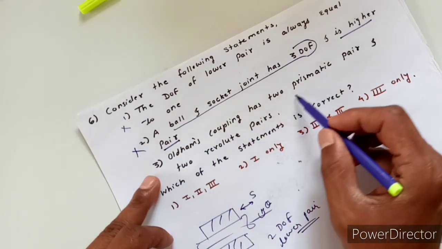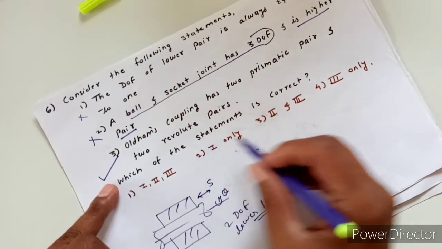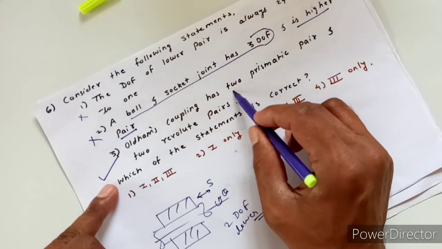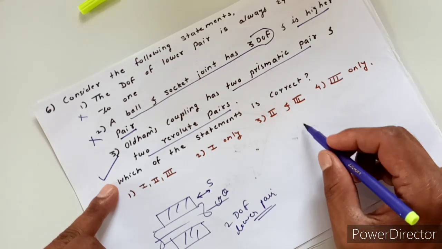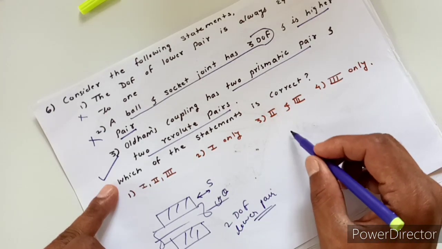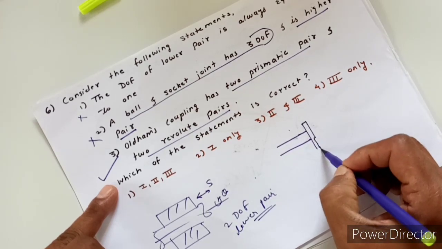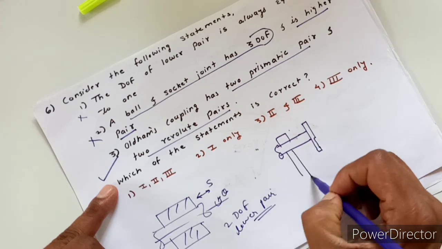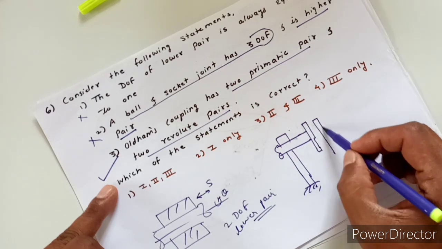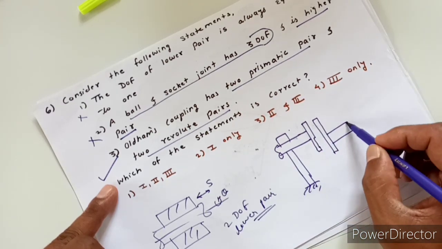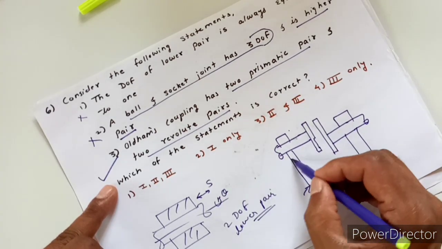Number 3, Oldham's coupling has 2 prismatic pairs and 2 revolute pairs. This is correct because Oldham's coupling is the inversion of the double-sided crank chain, and the double-sided crank chain has 2 prismatic pairs and 2 revolute pairs. So Oldham's coupling is like this. So this is one link, this is one link rotating with respect to another link, this is another link in the form of a shaft which is rotating with respect to the same fixed link.